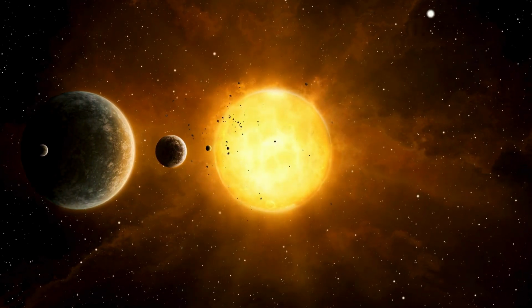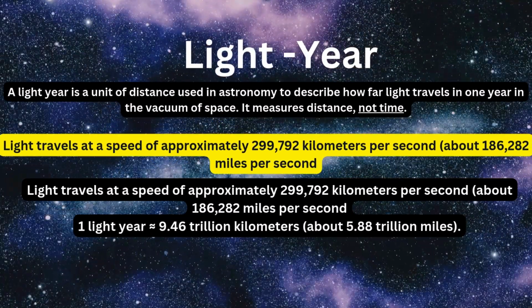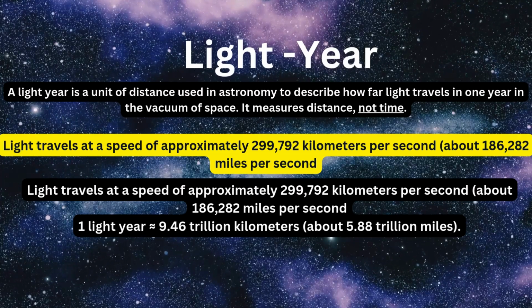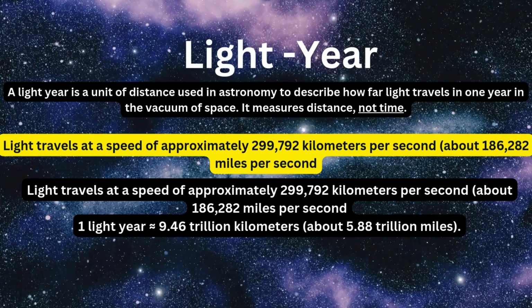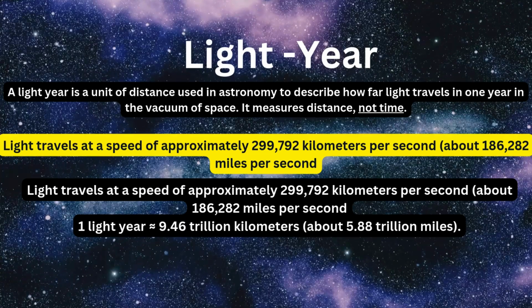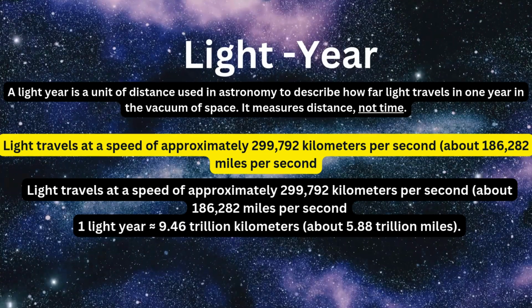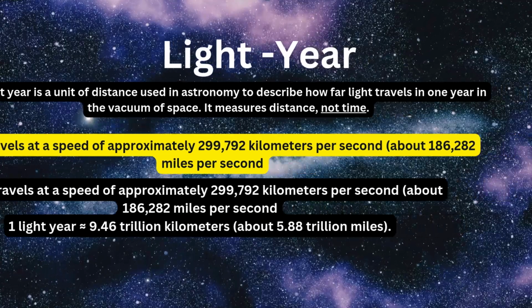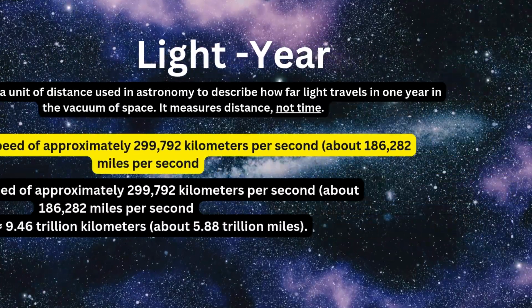Let's begin. Moving on to light year. This is the distance that light travels in 1 year, which is about 9.46 trillion kilometers or 5.88 trillion miles. It's used to measure the vast distances between stars and galaxies.